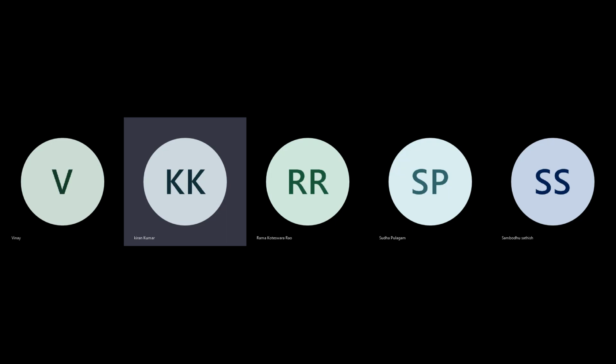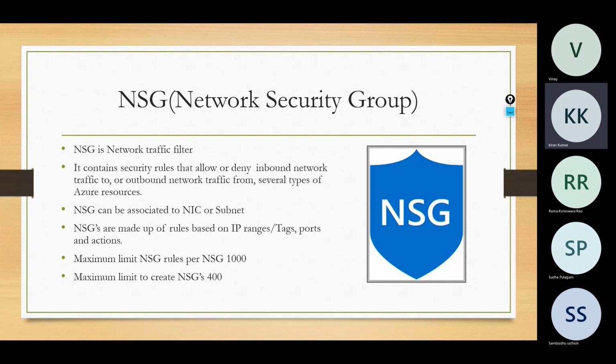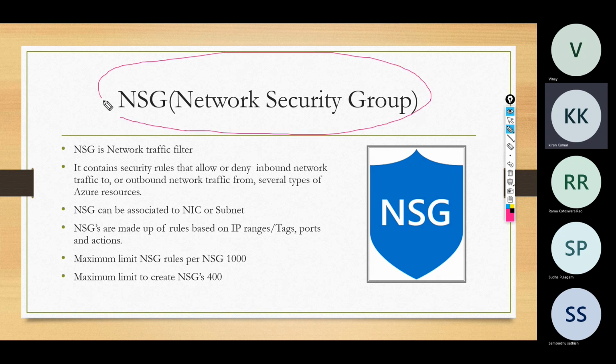In the last session, we discussed site-to-site VPN, point-to-site VPN, and ExpressRoute. After that, we are going to discuss network security group: how it is useful, how to allow particular port numbers, how to deny particular port numbers, and where we need to configure it to get the security.